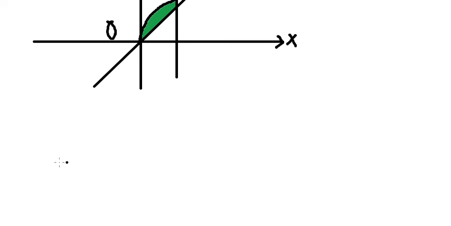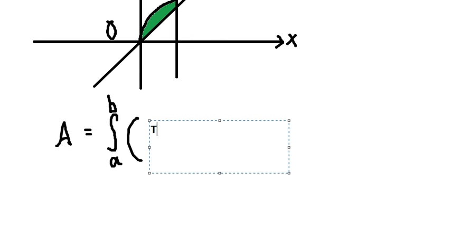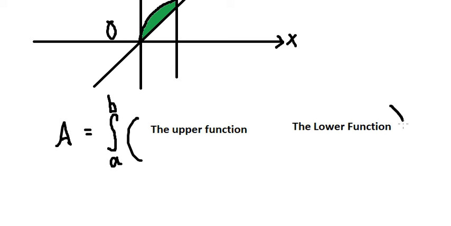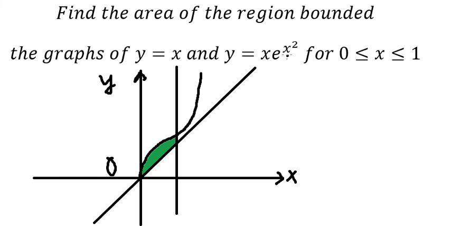We need to use the area equals the integration from a to b. In this situation, we need to find the upper function minus the lower function. We know the upper function is this one and the lower function is this one, based on the graph here.